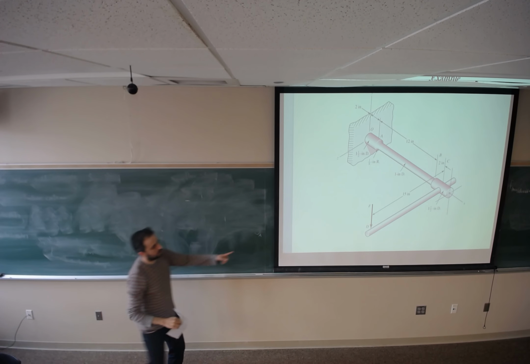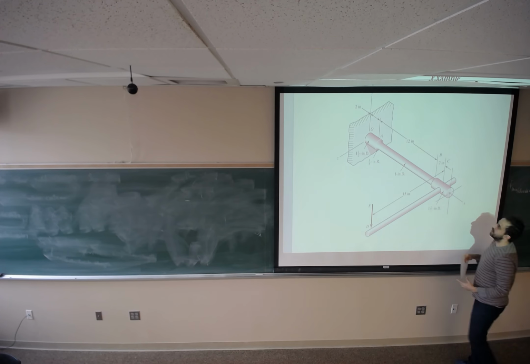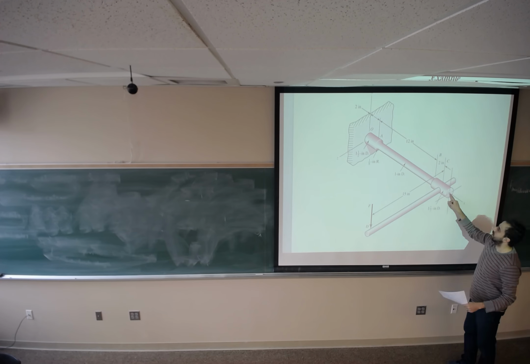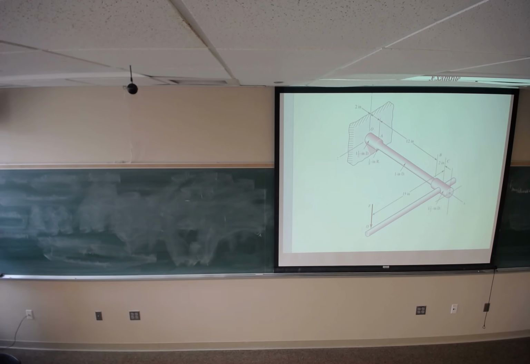This force has a distance of 15 from section A. So force times Z, it's making moment about x-axis. So 15 times F is making moment about x-axis.